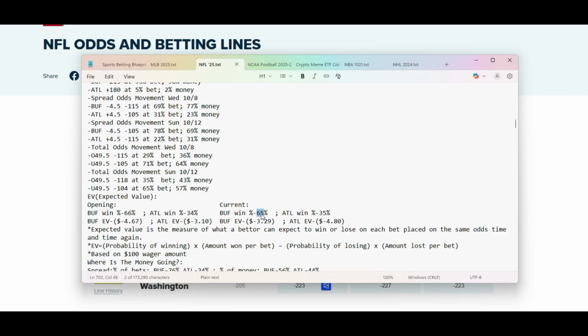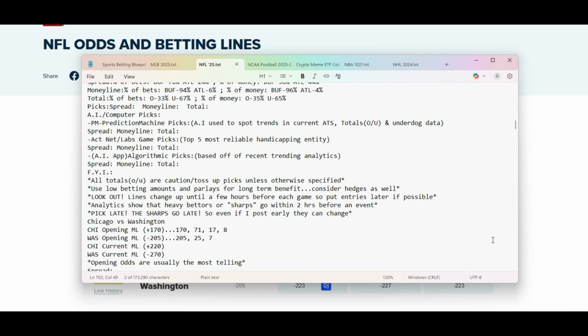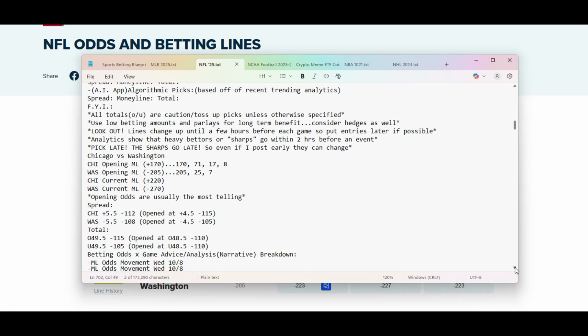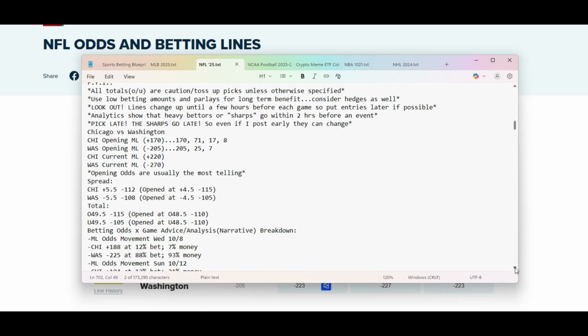But you have to factor in where the money is going. The splits are always king. Always factor in the splits and where the money is going. Atlanta's very low right now on the splits, only getting 4% of the money on the money line.